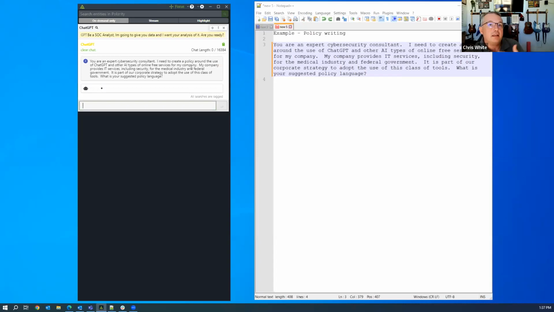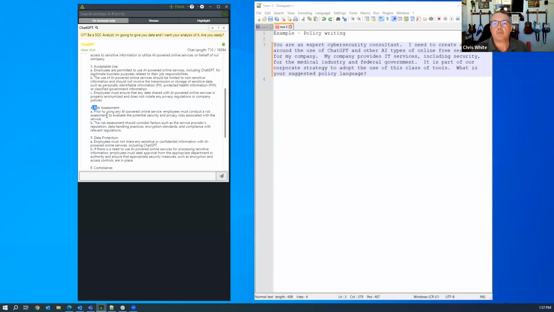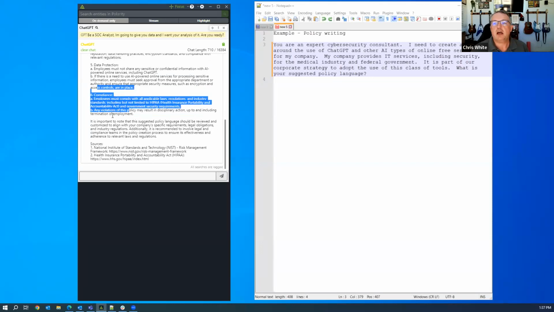So now, again, infinite interns on infinite subjects, solves the blank page problem, gets you to an 80% answer. ChatGPT has now outputted a basic, decent policy around what the purpose is, explicitly around ChatGPT. Here's the scope, acceptable use, people doing risk acceptance, data protections, compliance, and all sorts of things.